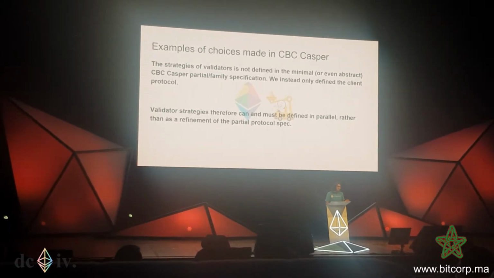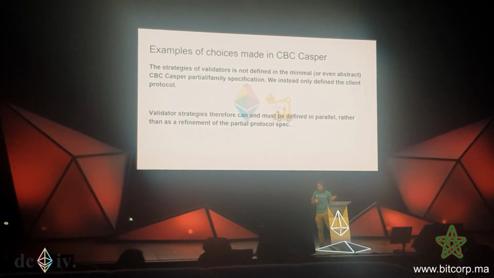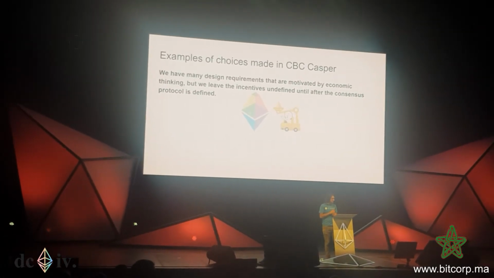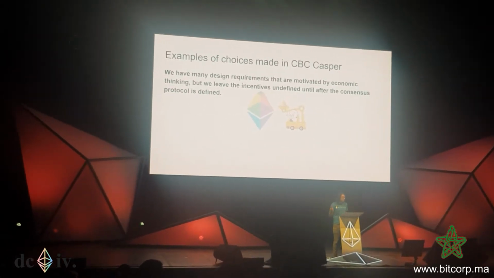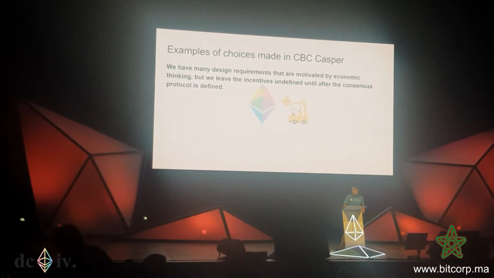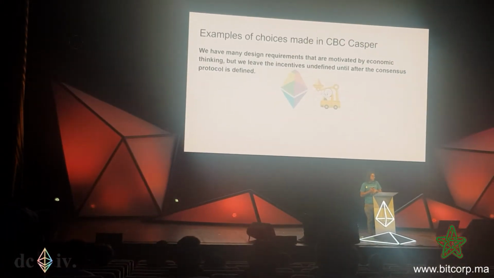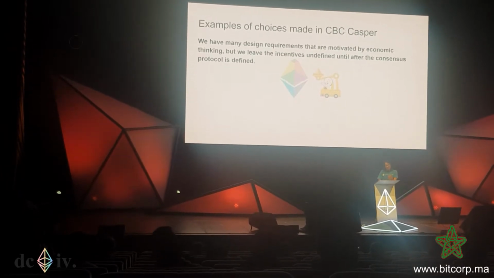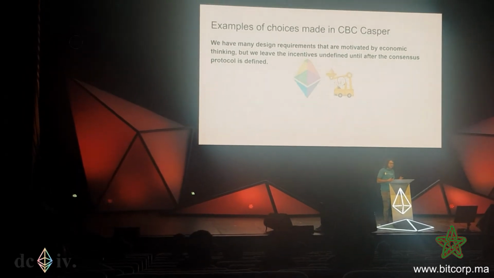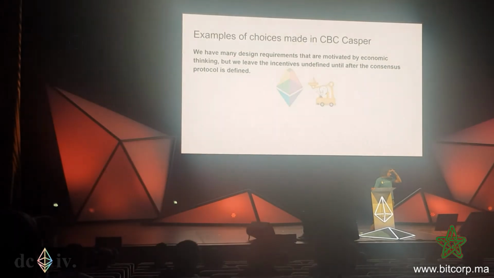And so validator strategies are not in the core partial protocol spec, and that was one of the decisions we made, and I definitely don't regret it at all. We have a bunch of design decisions that were motivated by economic thinking, but at the same time we leave incentives undefined until very late in the game, because the incentives have to respond to the actual states of the protocol and the consensus protocol itself, and so you can't actually define the incentives until the consensus protocol is defined.